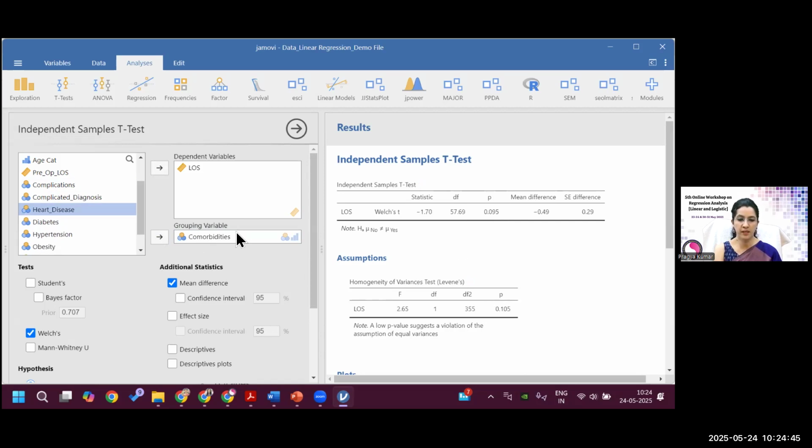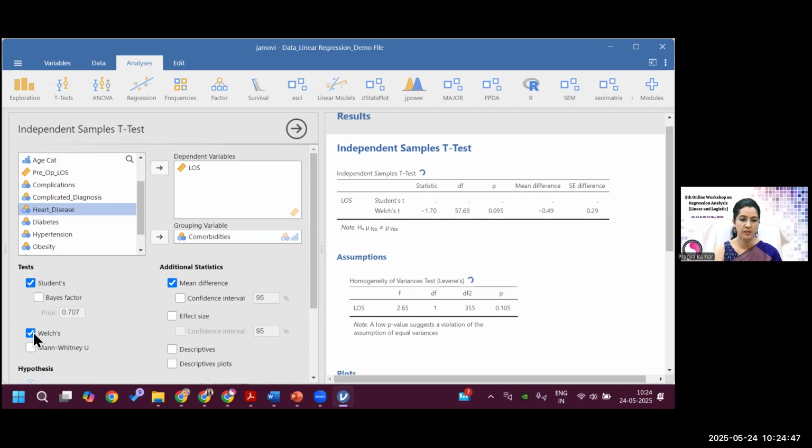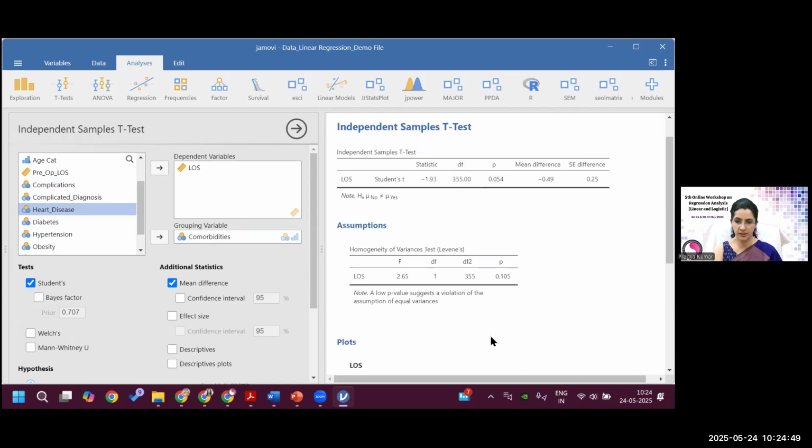Here the p-value is not significant, so I may see this student t-test. And then you can see this is significant. 0.05 means borderline significant. Borderline significance is here. So I will keep this comorbidities. Similarly, you can check for the other, like heart disease or hypertension. Let's say hypertension. So I will take heart disease and I may see its assumption: heart disease is not significant.